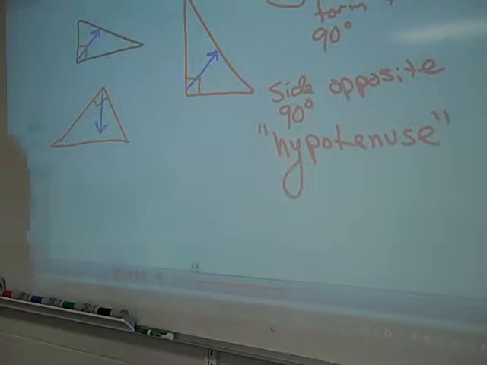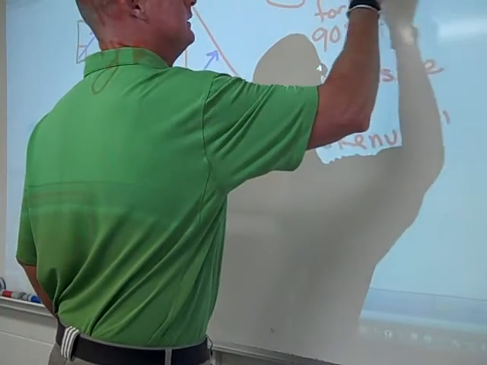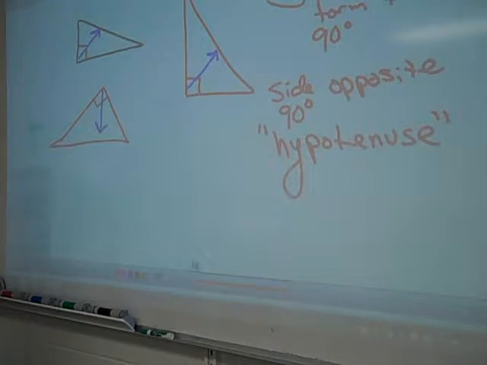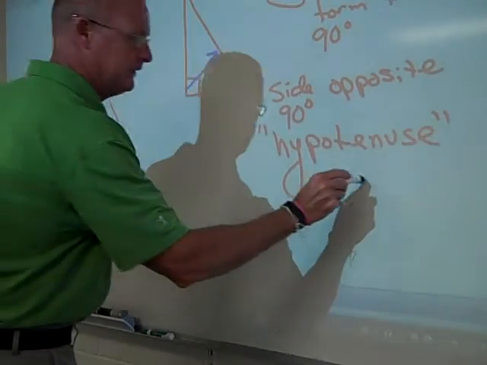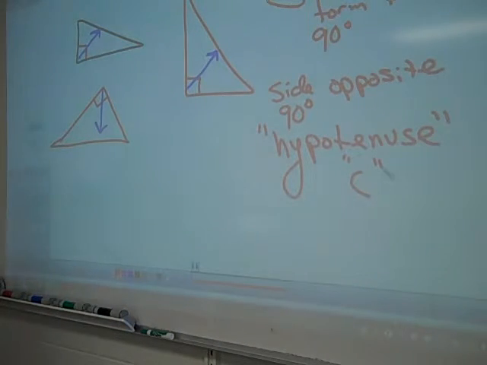The legs are sides A or B. They are interchangeable. And the hypotenuse is side C. Let that soak in a little bit, marinate, if you will. Do you know what that means?